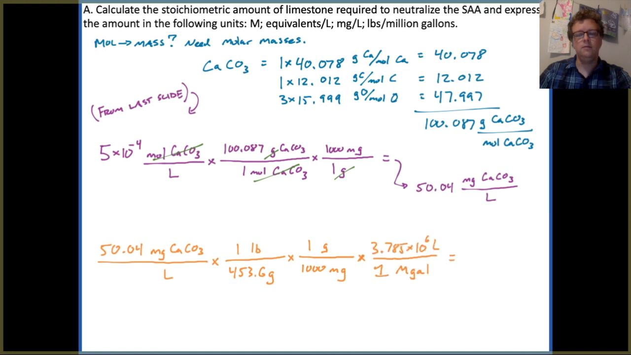And finally, same with the volumetric measurements. 1 million gallons is just about 4 million liters. Again, that's a conversion that one can look up. And so what we find is we need about 418 pounds of calcium carbonate to treat 1 million gallons of this discharge.